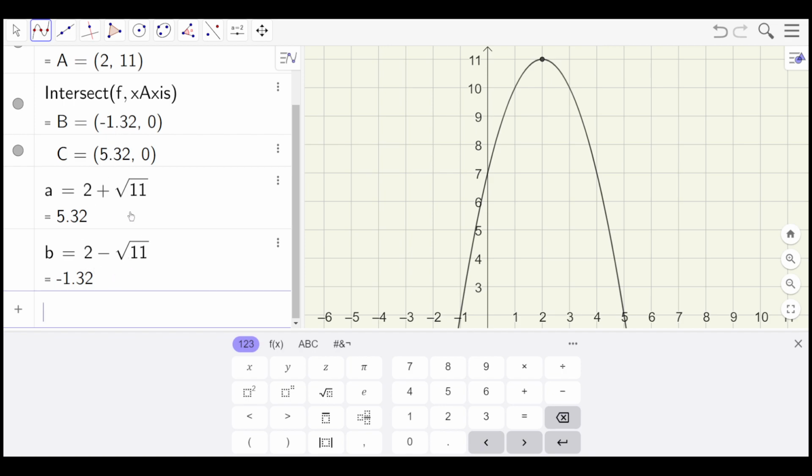When I ask you to find zeros, you have to answer with this form, not decimal points, unless I mention that I want you to answer it with decimal points. So is that clear, everything we have done? Yes or no? Okay.